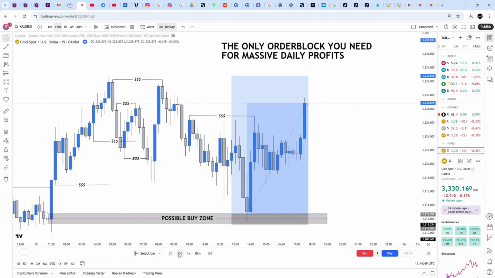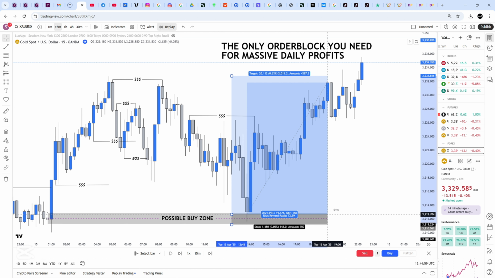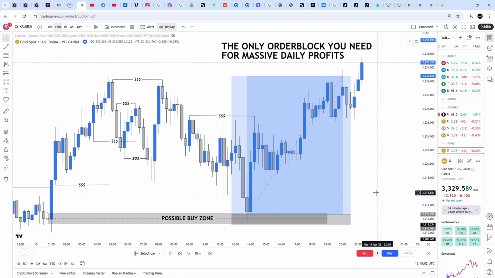The market plays all those games and then takes out the liquidity, and then plays those games and then drops again, sweeps liquidity again, but hits our TP. And our take profit is hit.